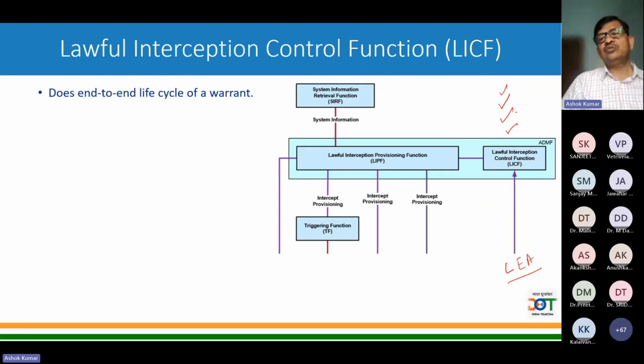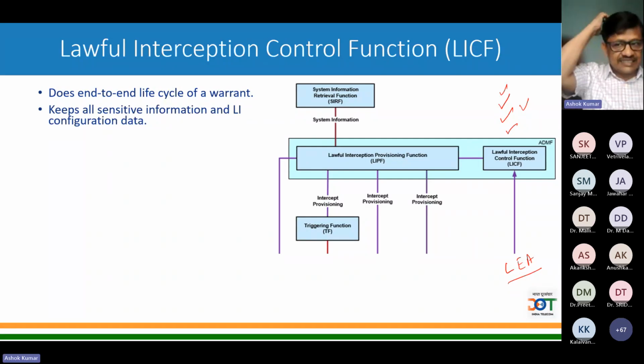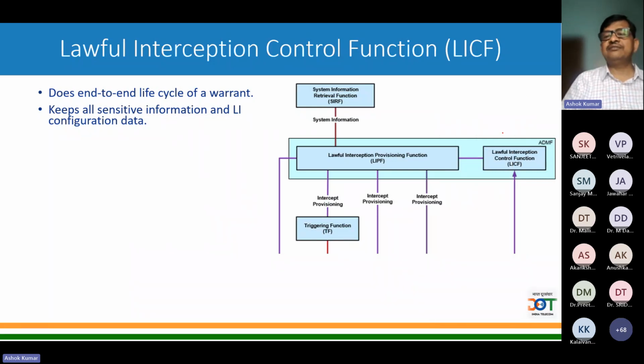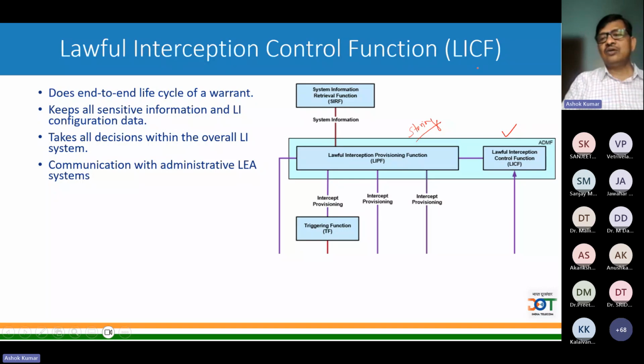You need to provision it, you need to transfer it to LEA. So control on all these aspects is with LICF. All the sensitive data will be with LICF only, because interception is a sensitive matter. Which number is being intercepted, for what time, all this information is with LICF. Other network functions are not storing such information. So all the sensitive information is only in the LI control function, and it has full control on all the decisions. And it has an interface with LEA.